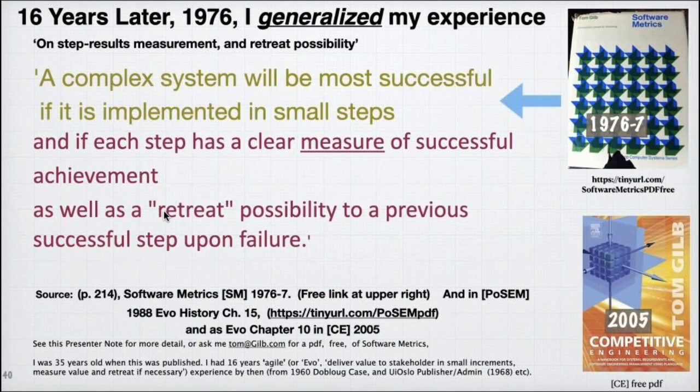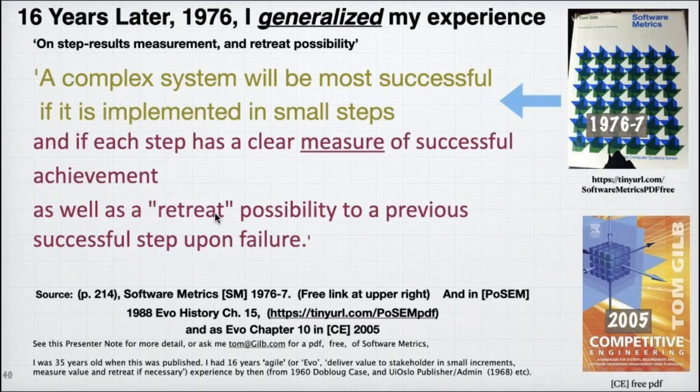That was 1960. 16 years later, I wrote a book called Software Metrics. You can get a free copy of it there. And I generalized my experience, and I'm quite proud of what I managed to write then. This part here in green, this is, of course, the basis for Agile, and I'm credited with it. You ought to do it in small steps. But the manifesto guys didn't pick up the idea of measuring and changing things when things screw up. That's why Agile doesn't work very well.